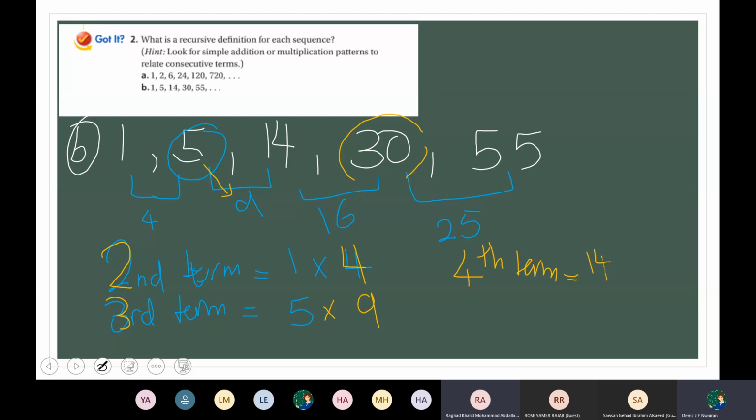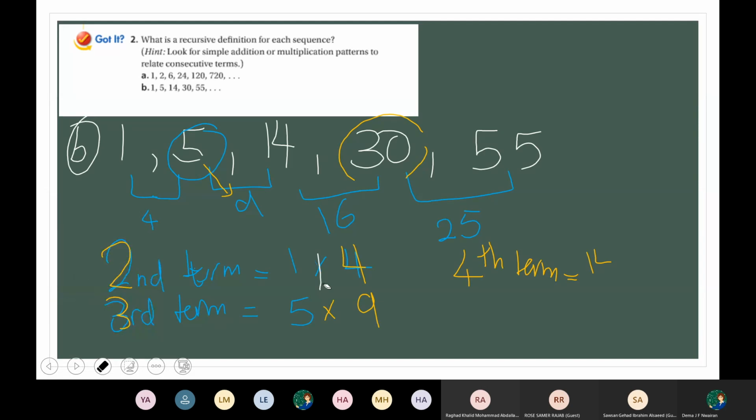Teacher, do you multiply or add? Add, sorry, I'm sorry. So here I add 14 plus 16. Okay. Now after that, look at me here. For the second term, I add 4. For the third term, I add 9. For the fourth term, I add 16.